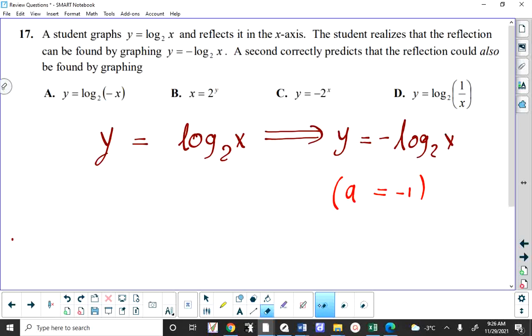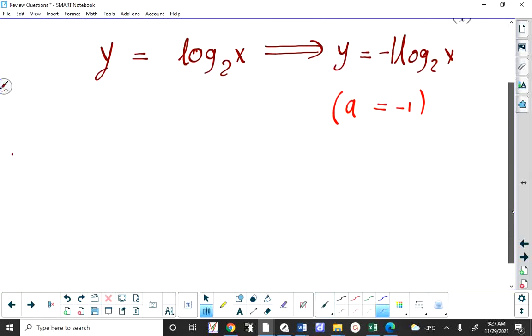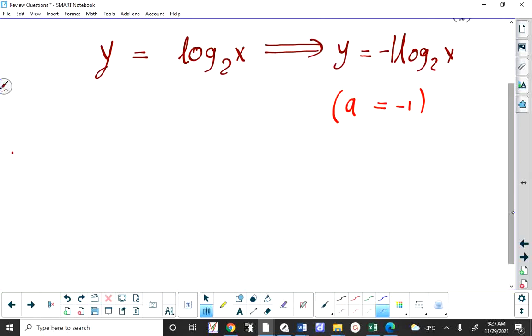And what I want to point out to you before we even look at the choices is, is there a different way that we can write y equals -1 log base 2 of x? Well, the only thing you can do in terms of logarithmic rules is move that coefficient of -1 up top and write it as an exponent of the argument, which means this destination is the same as this destination.